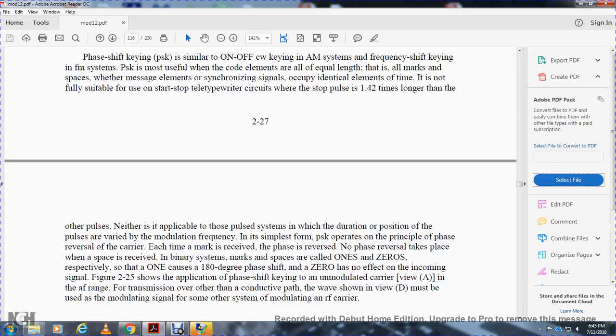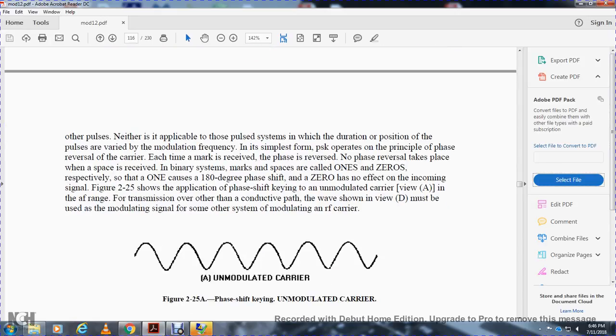Figure 225 shows the application of phase shift keying with the unmodulated carrier in view A in the audio frequency range. The transmission over the other conductive path of the wave shown in view D must be used in modulating signals. Some of the other systems modulate over the radio frequency carrier.